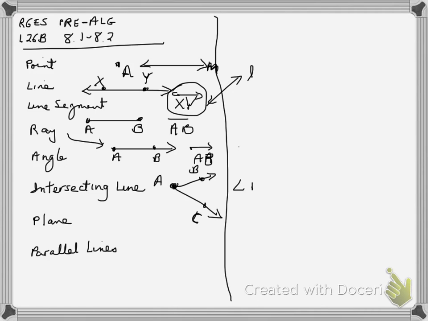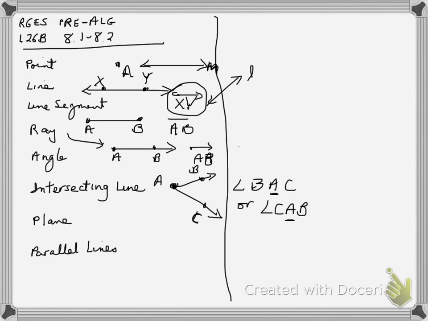And we always put the vertex in the middle. So we could label this as angle B, angle BAC, or angle CAB. But we would never label this with the A as one of the outside letters. The middle letter represents the vertex, and the two sides come off of that. So we could talk about the two sides of an angle.